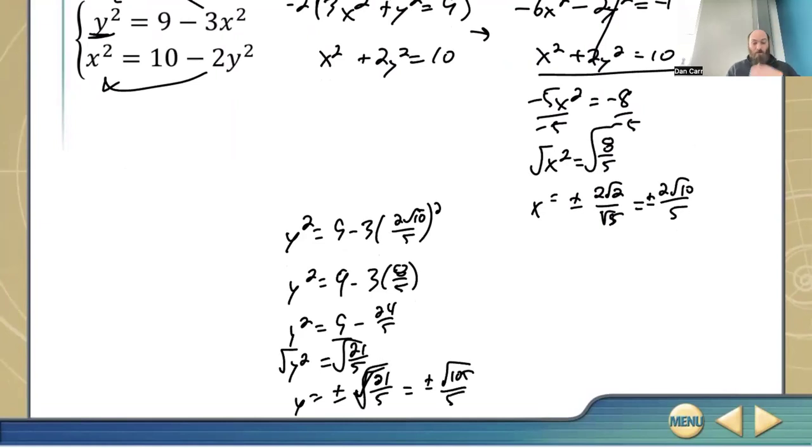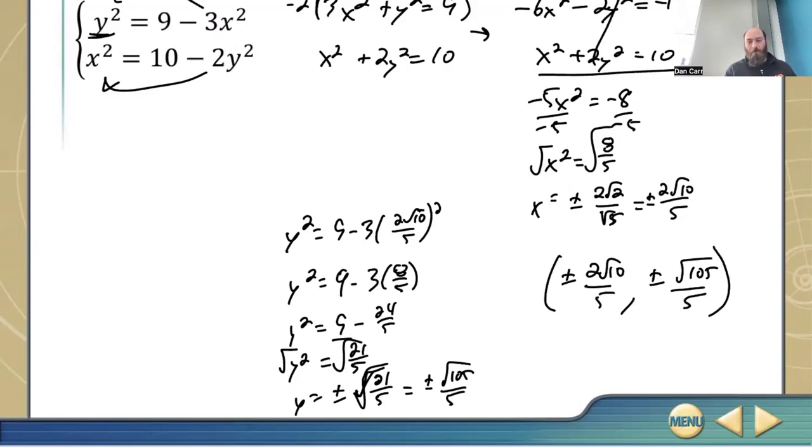Okay, this whole thing is right there. So I don't have to go and take my negative version of this in here because it's just going to come out the same answer, plus or minus root 105 over 5. So I actually have 4 points, but they are plus or minus 2 root 10 over 5, plus or minus square root of 105 over 5. Okay, and remember, this is representing 4 points. So it's basically positive, positive, and then positive, negative, and then negative, positive, and then negative, negative.